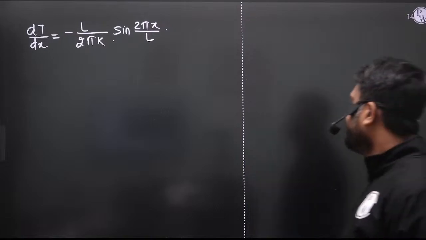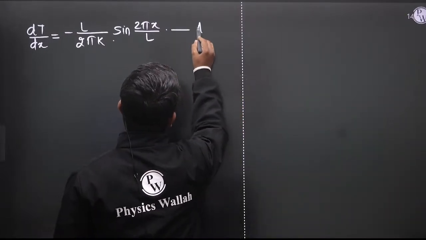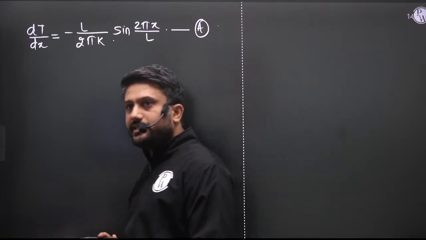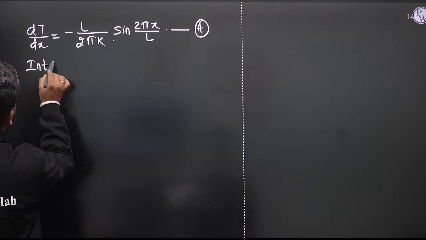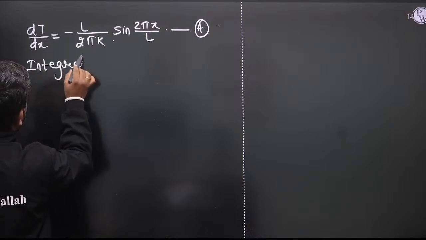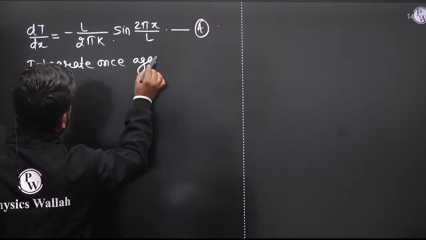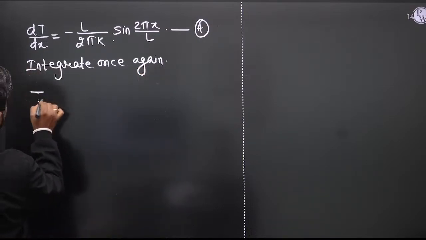Correct? Now see, this is the equation number A. Let us consider this as equation number A. So what is my objective? Temperature variation with respect to x. Find out the temperature variation with respect to x. Now integrate once again. So if you integrate once again, what are you getting?